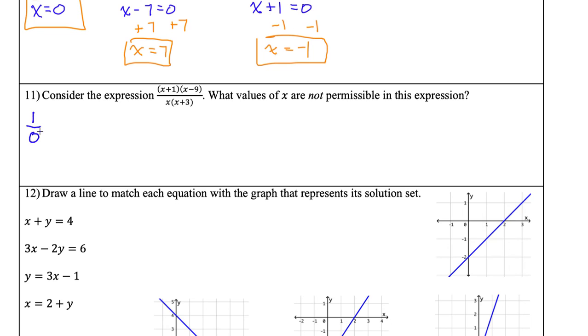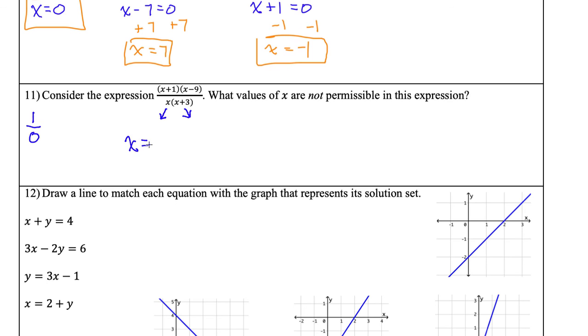Whenever you do that, that's basically a swear word in math. You can never do that. So what values will make this thing something divided by 0? Well, if this x equals 0 or this x plus 3 equals 0, then that will not be permissible. So again, I set just the bottom, not the top. I don't care if the top is 0, but the bottom can never be 0.